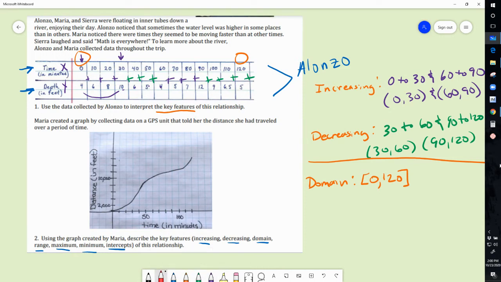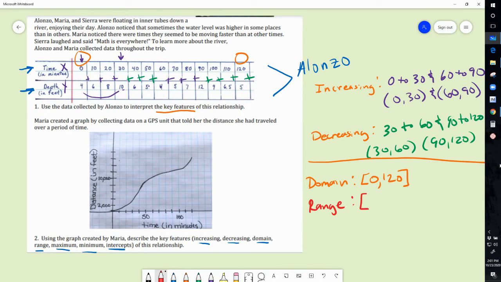All right, let's talk about range, all possible Y values. This one's a little trickier, but you're going to put lowest to highest all the time. So the highest Y value that we know of is 12, it looks like, and the lowest is maybe 4.